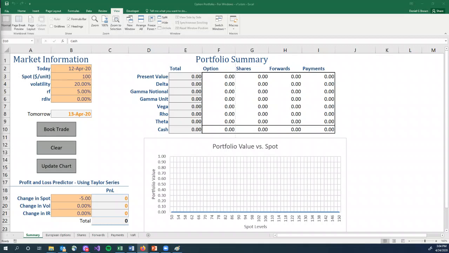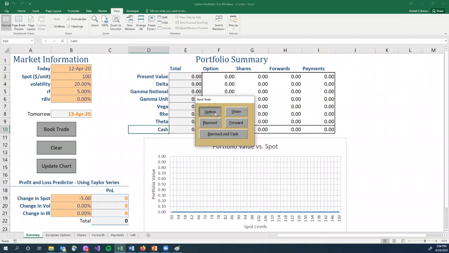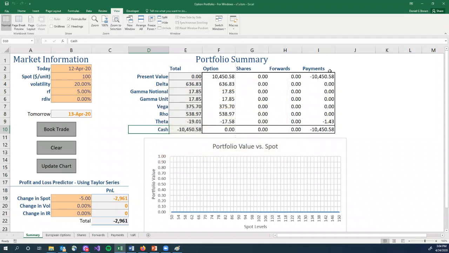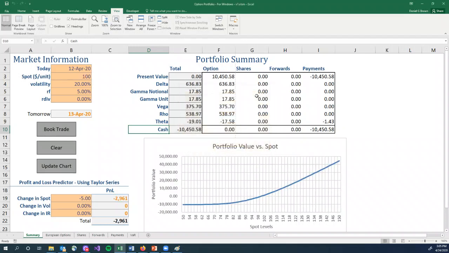So let's look at a couple of positions. We'll buy 1,000 call options for fair value. So we have just bought some options. If we look at our value graph, we see a function which opens upwards. That's a convex function or a concave up function. The gamma is positive.